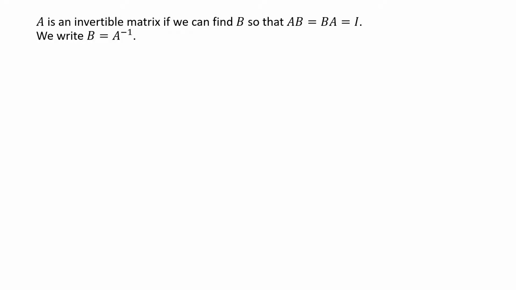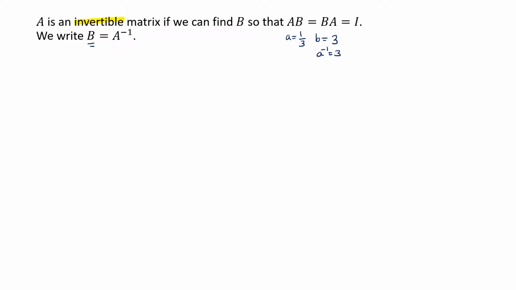A quick notational reminder: we say that A is an invertible matrix if we can find some other matrix B so that AB is equal to BA is equal to the identity. This is kind of like the multiplicative identity. So for example, if A is equal to 1/3, then its multiplicative inverse, B, would be equal to 3. Okay, and the notation that we use for such a matrix is this inverse notation. So in this little example, we would say A inverse equals 3.